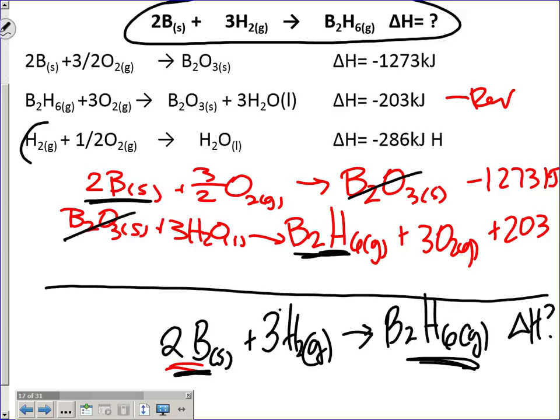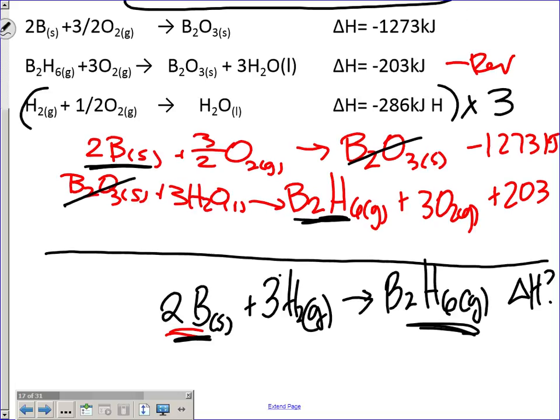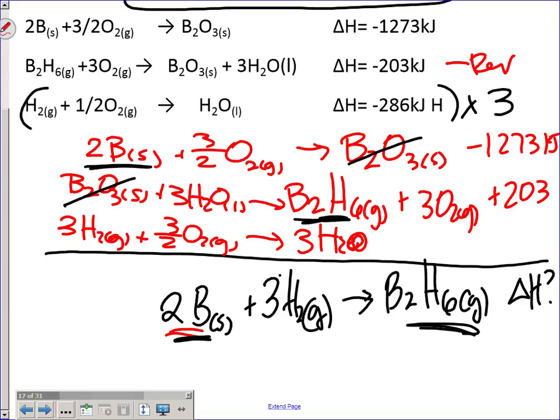So yes, this whole thing is going to come down as is, right? As is, or flip it. As is, but I'm going to multiply the whole thing by 3 because I need to have a correct quantity. So that's going to be 3H2 gases plus 3/2 oxygen gas makes 3H2O. So liquid, sorry. Delta H is what? Negative what? Negative 858 kilojoules. So you take this and multiply it by 3.